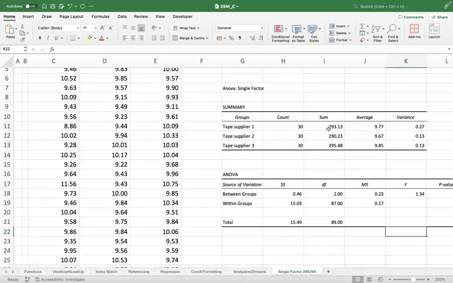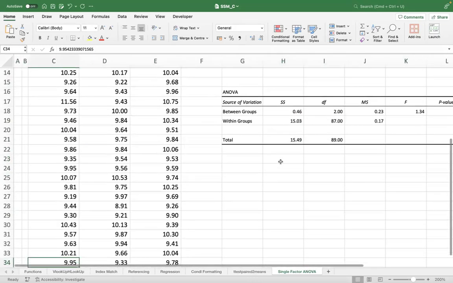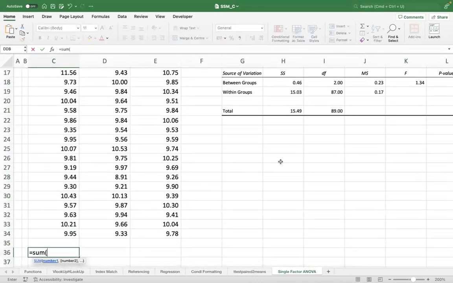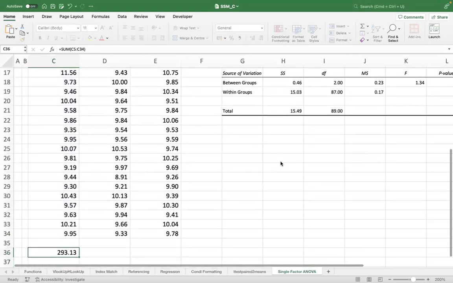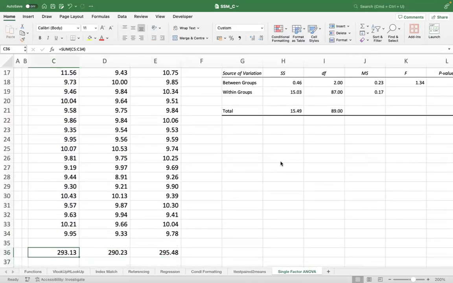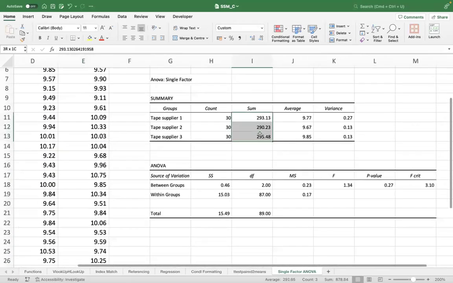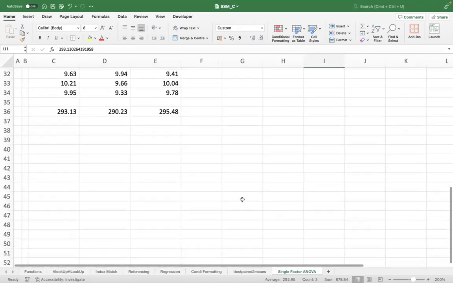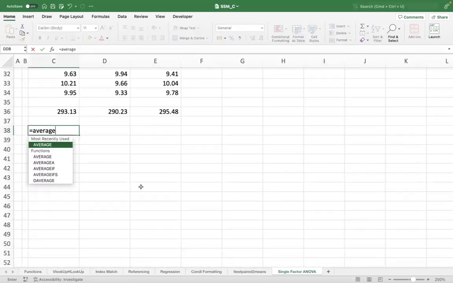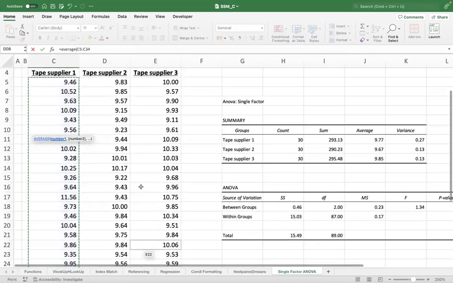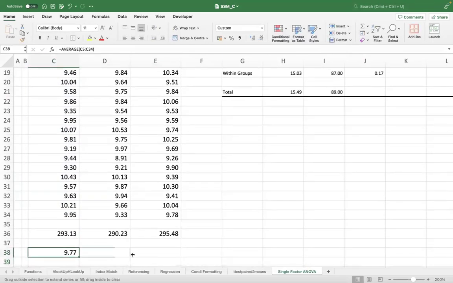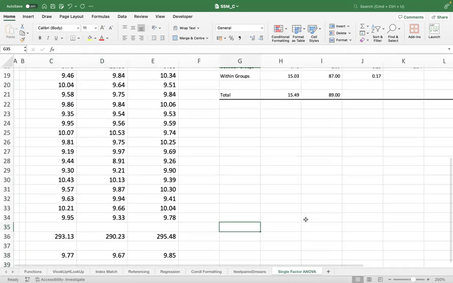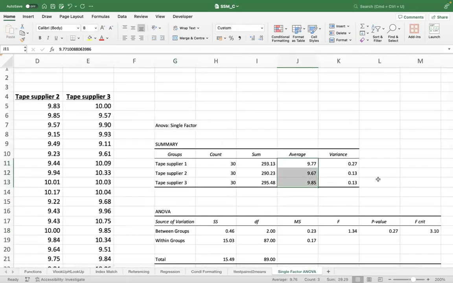So if you look at the means, there are 30 observations for each of the tape suppliers. The sum is nothing but you can just validate it by the sum function: 293.13, 290.23, and 295.48, which are these three sums that you see on the table. Same way you can do the average also. So average is, you can take 9.77, 9.67, and 9.85, which is what you get here.